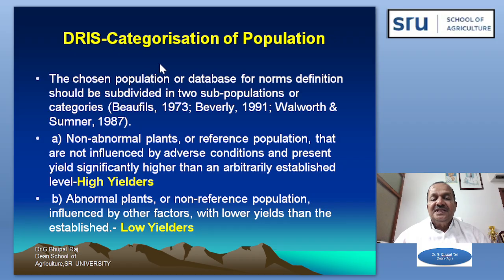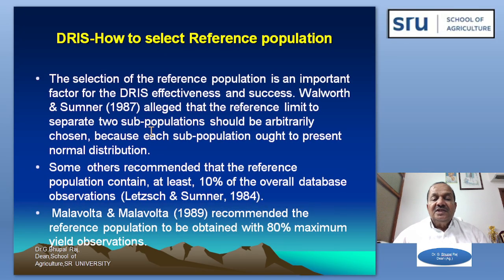So, DRIS categorization of population. The chosen population or database for norms definition should be subdivided into two subpopulations or categories. The non-abnormal plants, or reference population, are not influenced by adverse conditions and present yield significantly higher than an arbitrarily established level. Those are called high yielders. And abnormal plants, or non-reference population, are influenced by other factors with lower yields than the established one, and are called low yielders. So the selection of the reference population is an important factor for the DRIS's effectiveness and success.